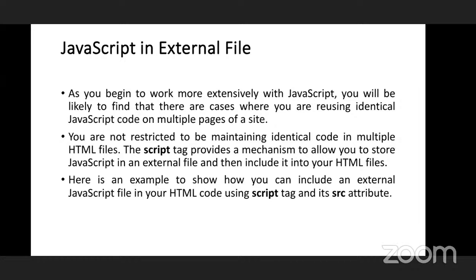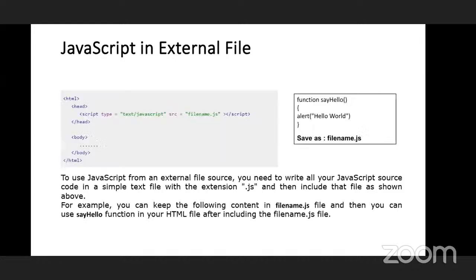In this case, you must write the JavaScript code in a separate file. Then how to do that? Very simple. First, open any notepad, write the code which is highlighted in the right hand side box: function say hello, alert hello world, close, and save this file as any name. But in this example, I am using the name file name. You can give any name. File name .js. You must save this code with file name .js.